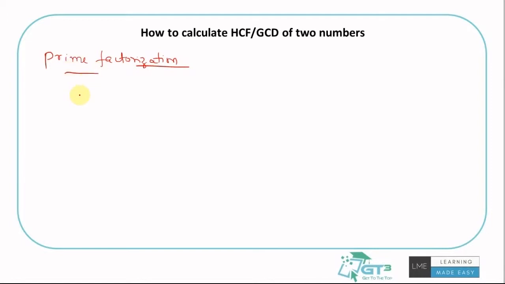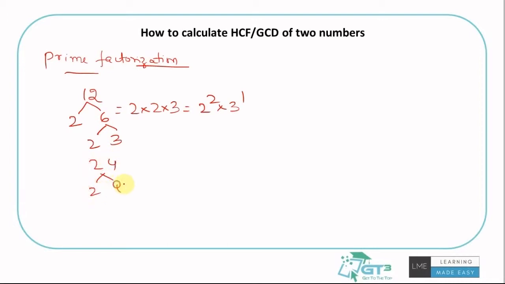Like let's talk about the same example of 12. What do I mean by prime factorization? Basically, you make a tree to find the factors. So it's 2 into 2 into 3 is 12, so 2 power 2 into 3 power 1. What about 24? It's 2 into 12, 2 into 6, 2 into 3. So that's 2 into 2 into 2 into 3, which is 2 power 3 into 3 power 1.